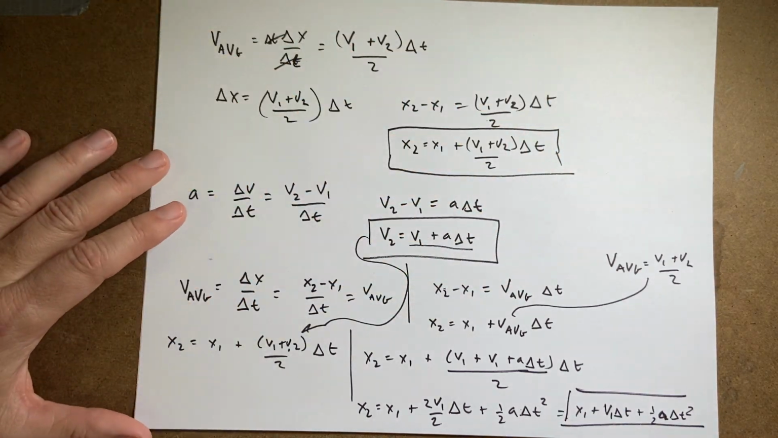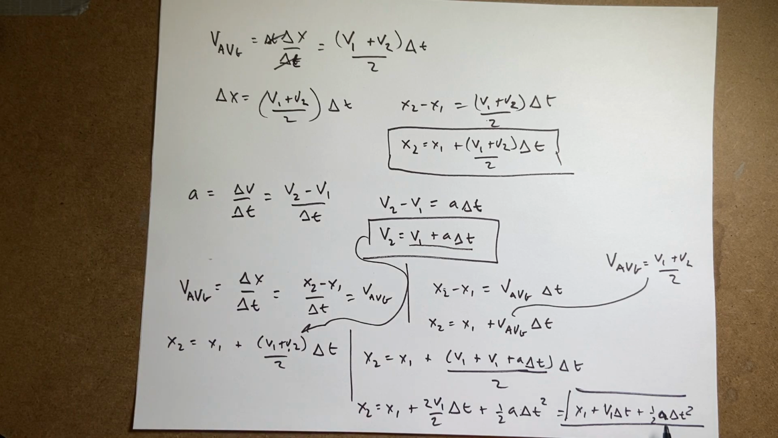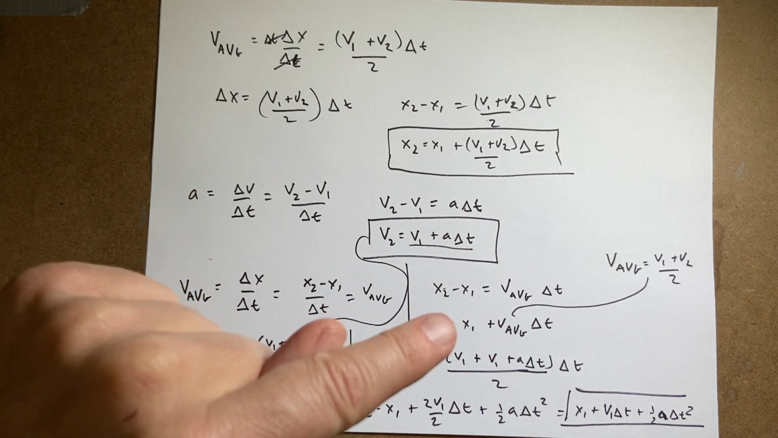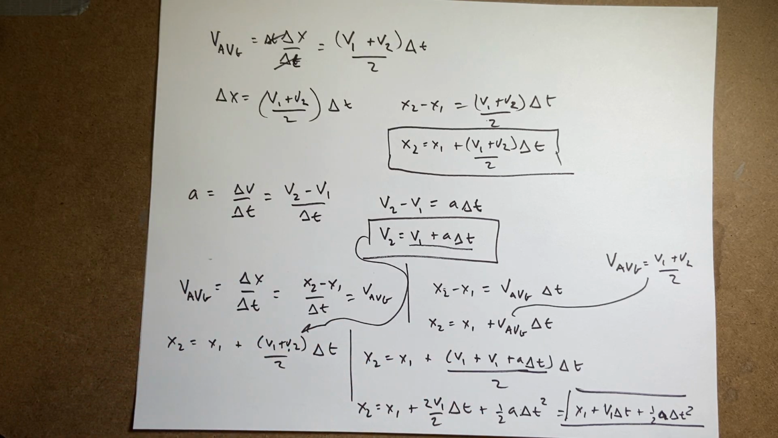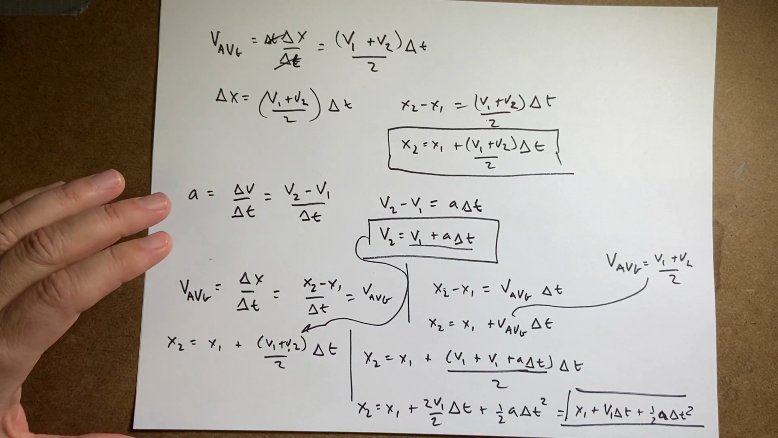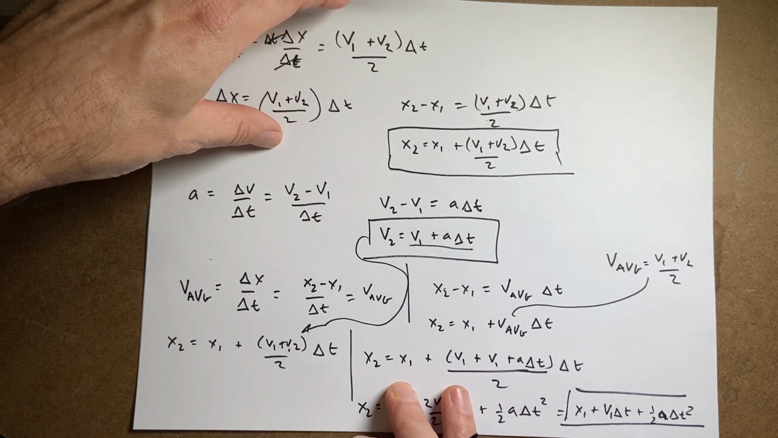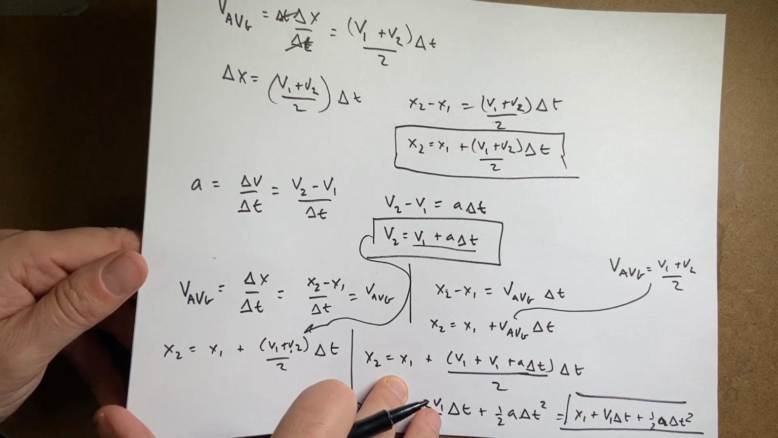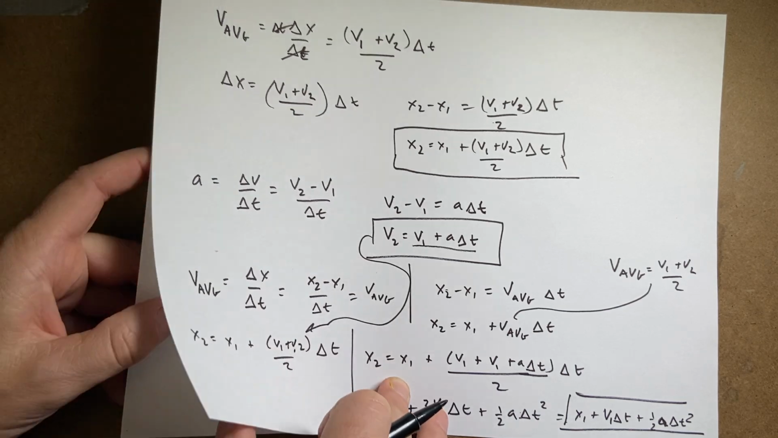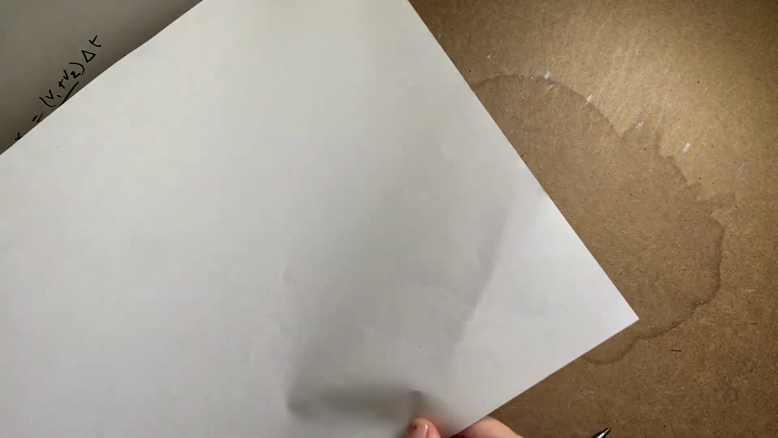That's it. That's your third kinematic equation. So you need to use this one. This one is actually used the most, I think. If you know the acceleration, the starting velocity, and the time, you can find the final position based on the initial position. Okay, we have one more kinematic equation to derive. So let's start with a clean sheet of paper.